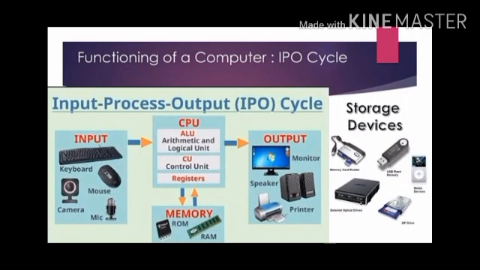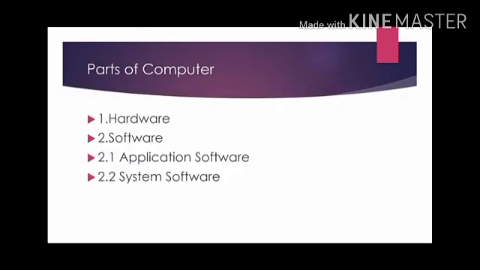Now this is a diagram of the IPO cycle. Let's try to understand by taking an example. Suppose you want to hear a song. For that you have to click on the song by using the mouse. So this is an input. Then the CPU calculates and processes it, and then we can hear the song through the speakers, which is an output. So this is all about the IPO cycle.